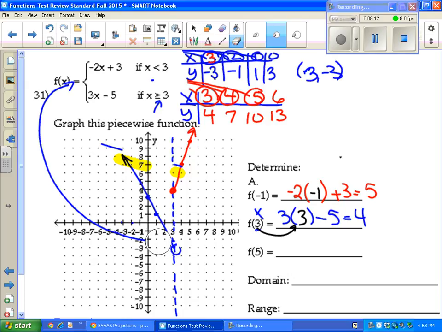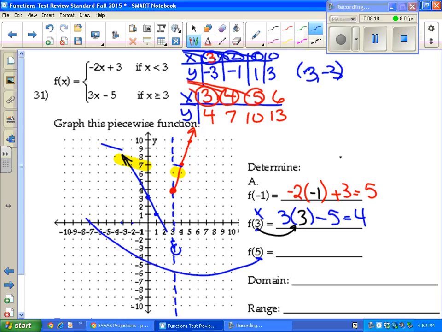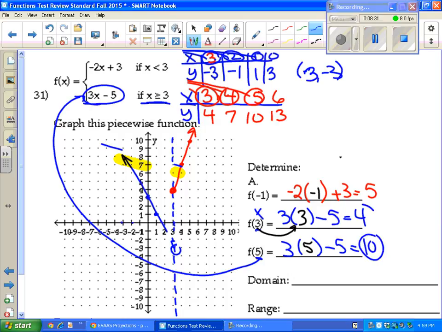Now the number is 5. If I come back here and I ask myself which piece of the function do I go into? 5 is a number greater than 3. So I'm going to go to this piece. So it's 3 times my number minus 5 equals, and of course if I put 5 in here, that's 15 minus 5, which is 10. All right. So I've been able to evaluate my function at these different points.